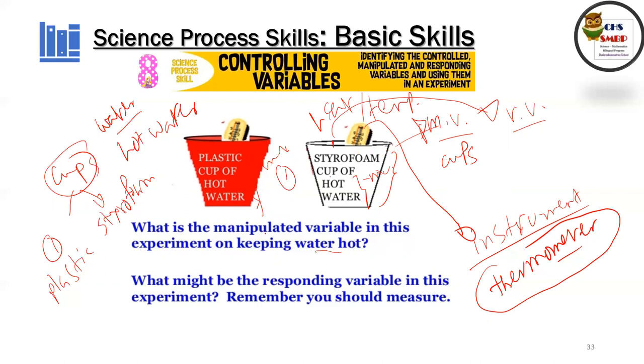Now, what is the manipulated variable in this experiment? You see the cups, right? We have two types of cups. And then what might be the responding variable in this experiment? Obviously the temperature, right? You would like to see the temperature because you can measure it with a thermometer. So the instrument is the thermometer.